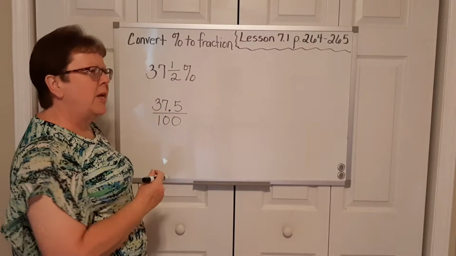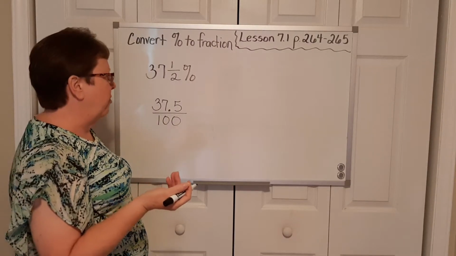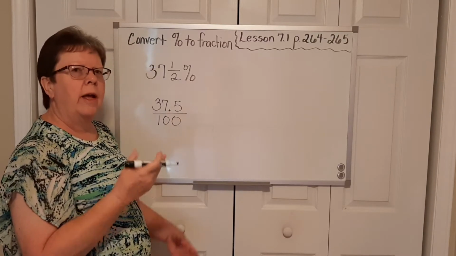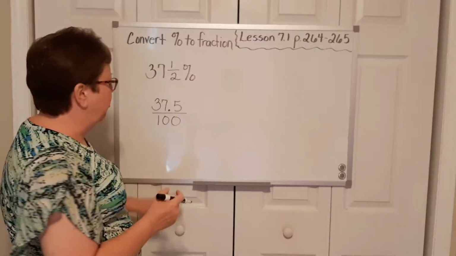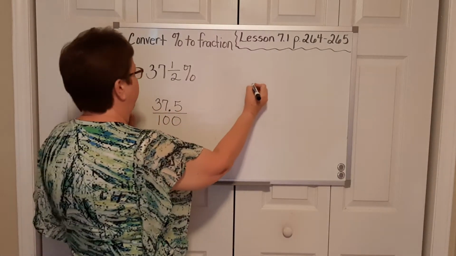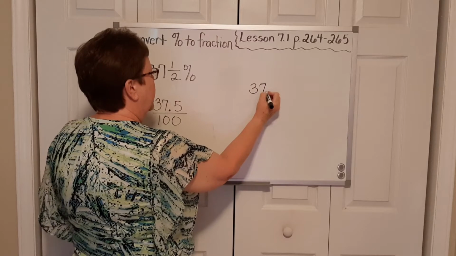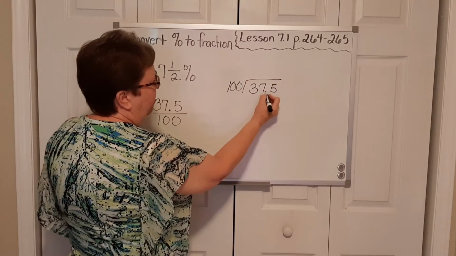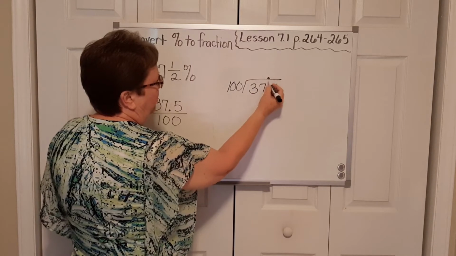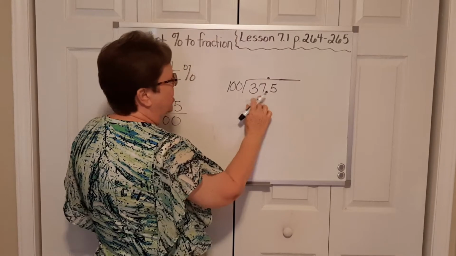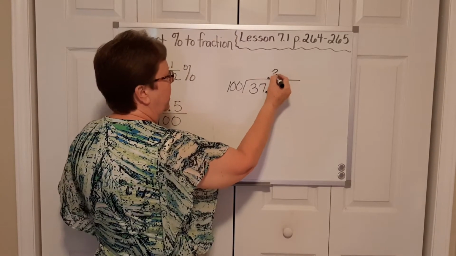Now, I'm going to teach you a way I think might be a little bit easier for you than what your book does, but you can always look at the example in your book and go with whichever way is going to be easier for you. So this means 37.5 divided by 100. So I'm going to write 37.5 and divide that by 100. Let me put my decimal point in my answer so that I don't forget at the end of the problem. 100 goes into 375 3 times.